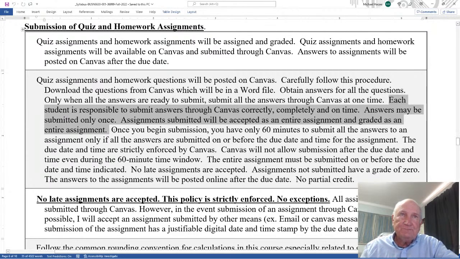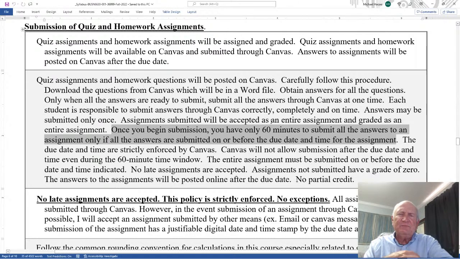Once you begin, you have only 60 minutes to submit all the answers to an assignment, only if all the answers are submitted on or before the due date and time for the assignment. 60 minutes is more than enough time. I notice people, when they start submitting, a lot of them are just multiple choice, click, click, click, and sometimes they take 3 minutes, 4 minutes, 5 minutes. So it doesn't take all that time. But I give you plenty of time to make sure you submit all of them carefully. You probably need only 15 or 20 minutes, but I give you 60.